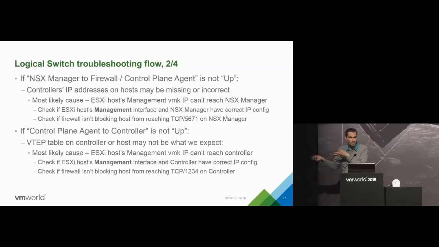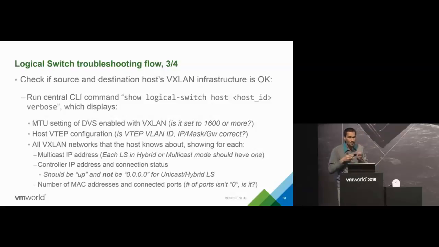So once you've got that out of the way, the next thing is to validate whether your VXLAN infrastructure is configured correctly. The best command for that is show logical switch host ID verbose. It will show you quite a lot of info, including whether the MTU setting is correct, which should be 1600 or more, how your VTEPs are configured, like the IP masks, gateways, and stuff like that. And it's also going to show you all the VXLAN networks that the host knows about.